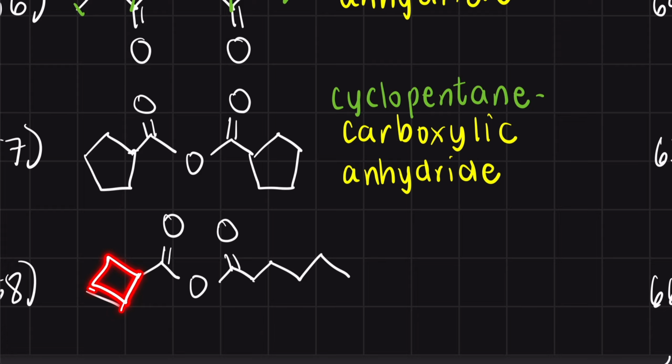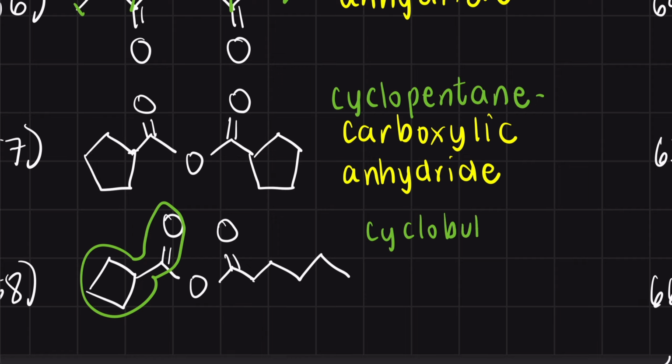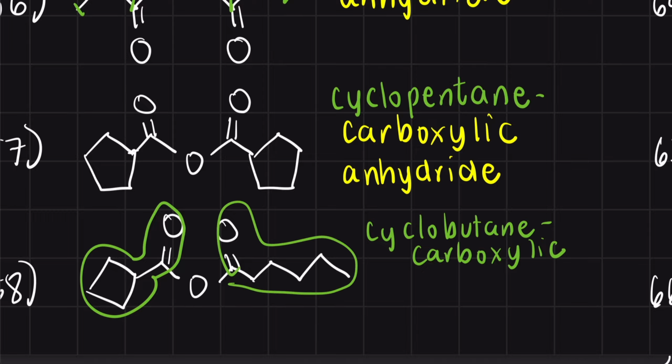So if you try naming this, it's going to be something like cyclobutane, right? 4 carbons. But for this, it would be 1, 2, 3, 4, 5, 6 hexanoic. So between C and H, it looks like C comes first in the alphabet. So we're going to have to write this first. So this would be, including this, cyclobutane carboxylic. That's one entire word. Space, hexanoic. Space, anhydride.